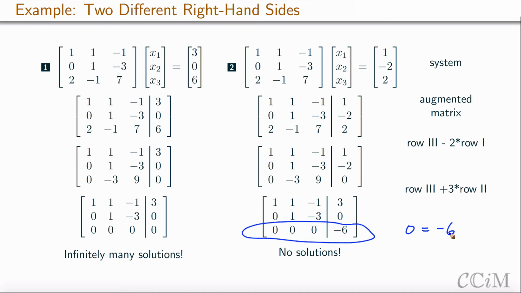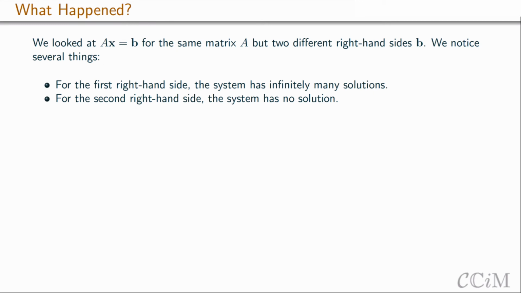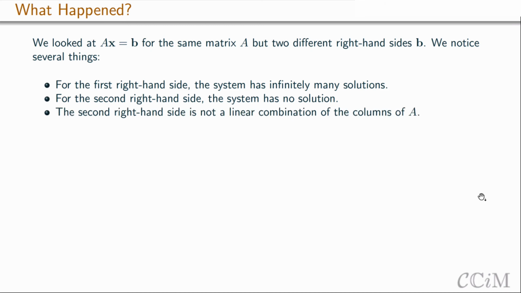So we started with a system that was very similar to the first system, just the right-hand side differed, and on the second one we have no solutions. So what happened? We looked at a system AX equals B for the same matrix A, but for 2 different right-hand sides B. For the first right-hand side, the system has infinitely many solutions, whereas for the second right-hand side, the system has no solutions. The second right-hand side is therefore not a linear combination of the columns of A. And therefore, the columns of A do not span all of R3, because at least that second right-hand side is missed, which is a vector in R3 and not in the span of the columns of A.